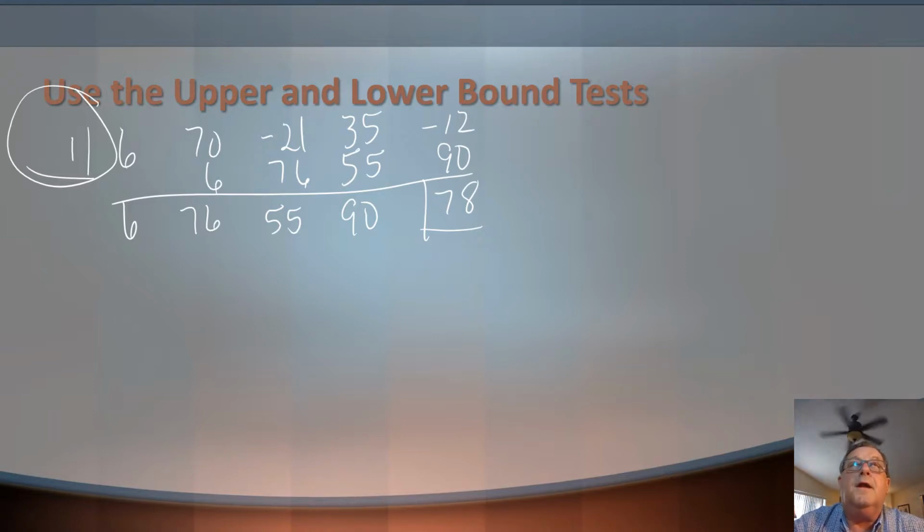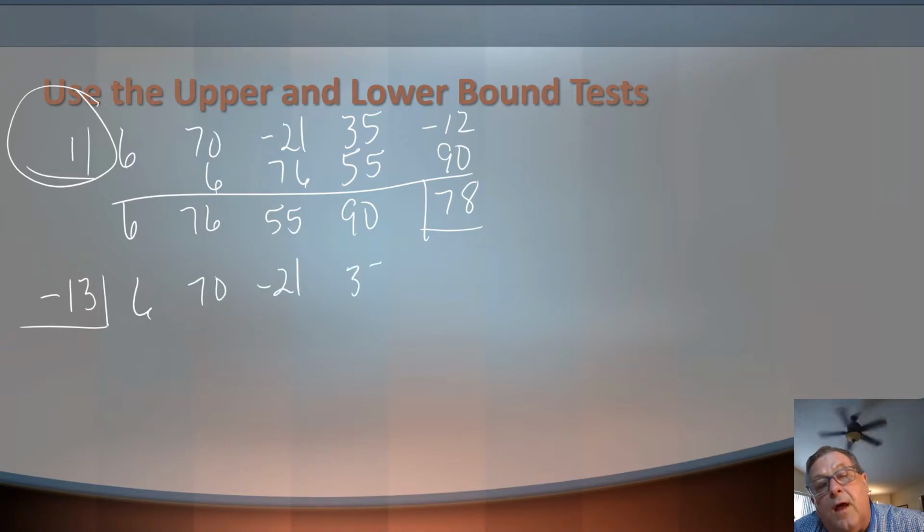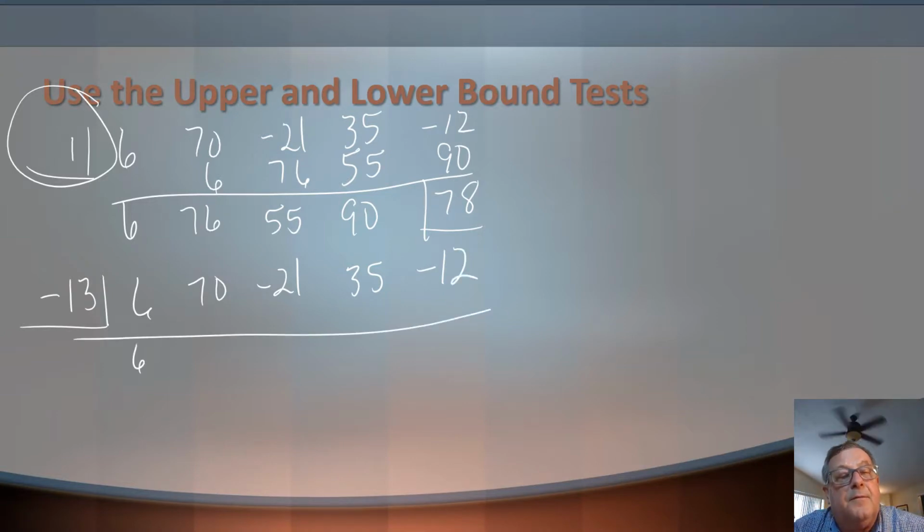Now, on the negative side, we could have plus or minus 12 as one of our possible rational real zeros. So let's try negative 13. And if negative 13 is a lower bound, then guess what? We're going to have alternating positive and negative numbers. So let's go. We got 6, 70, negative 21, 35, and negative 12. Let's bring down the 6.